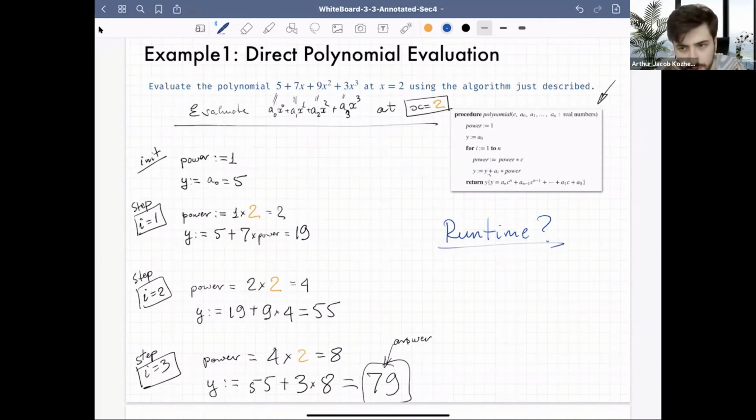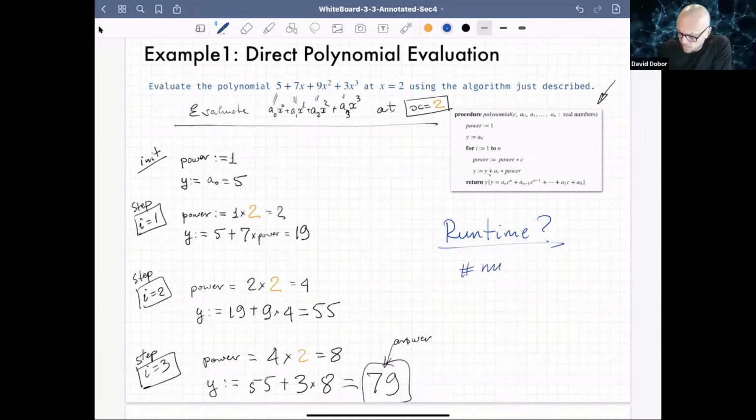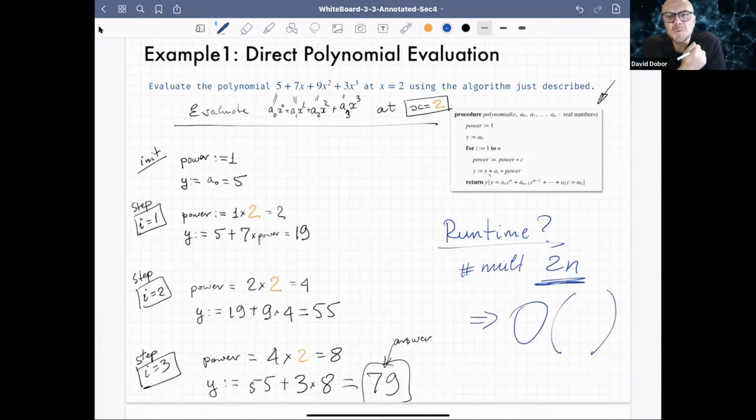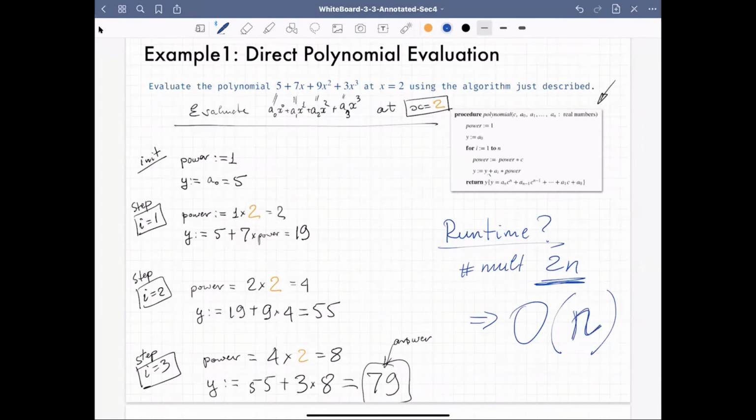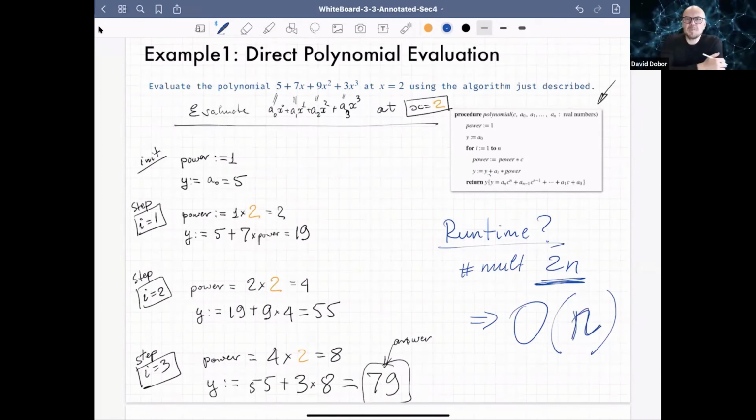How many multiplications am I carrying out? 2n. Multiplication is 2n. So what's the big O runtime then? Constant times n. We get to drop constants, a polynomial, linear time. So big O of n. Now let me ask you this question. Is this an optimal algorithm in terms of big O of n? Can I do any better than linear time? Linear time means dependence on n, the number of coefficients. Actually I have n plus 1 coefficients, so about n coefficients. Can I do any faster than this?